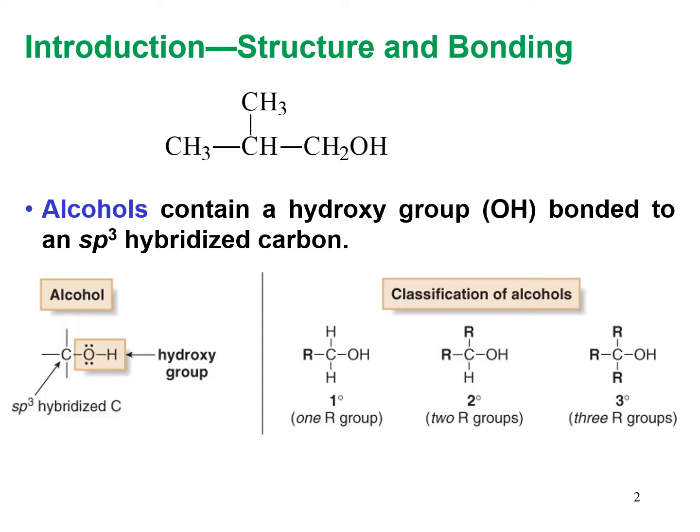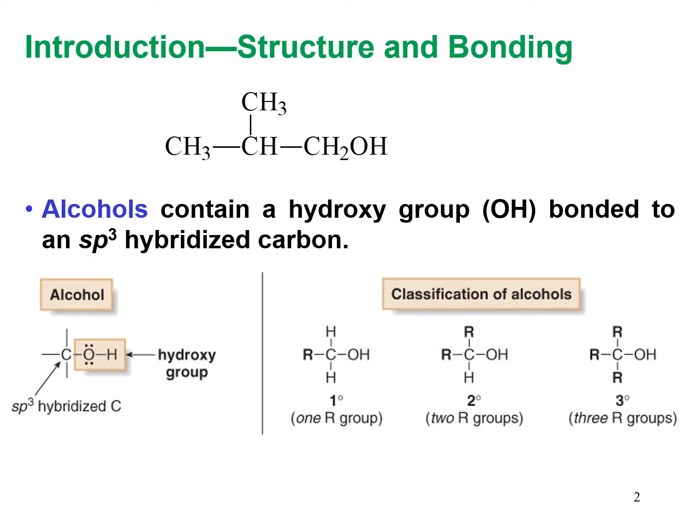So when an alkane loses a hydrogen, it becomes an alkyl. When this lost hydrogen is replaced with a hydroxy group, it becomes an alkanol. From alkyl we have -ol, that is alkanol. These alcohols are classified into three: primary, secondary, and tertiary.